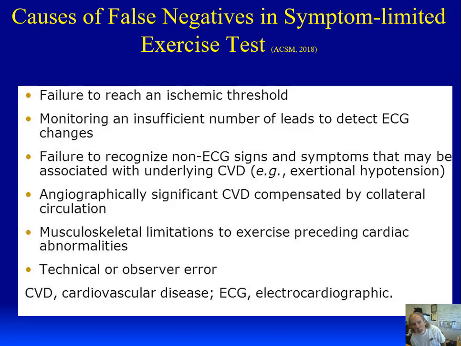So what causes false negatives? So one of the biggest ones is an inability to get the heart rate up high enough. And resultant to that is they don't reach an ischemic threshold, or you're not monitoring a number of leads to detect any ECG changes. That's why we teach you 12-lead ECG. Failure to recognize ECG signs and symptoms that may be associated with underlying disease like exertional hypotension. If they've got angiographically significant cardiovascular disease that's compensated by collateral circulation.